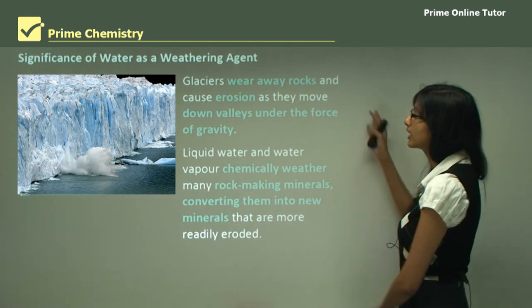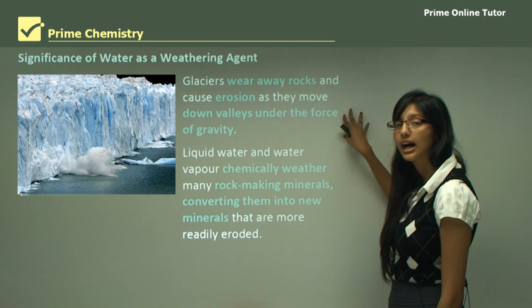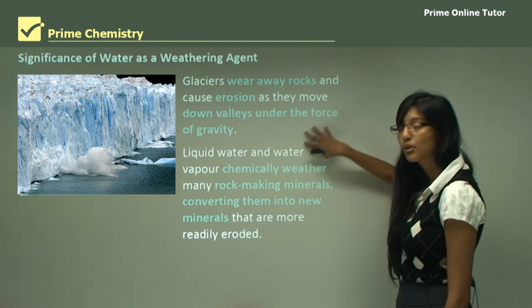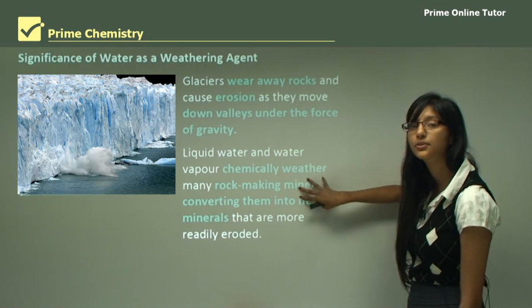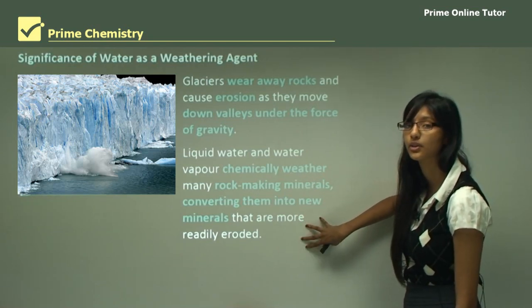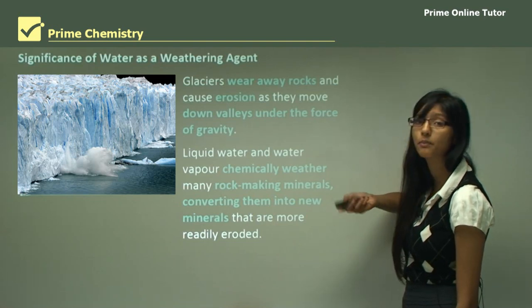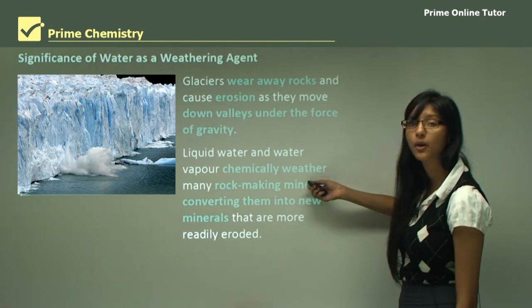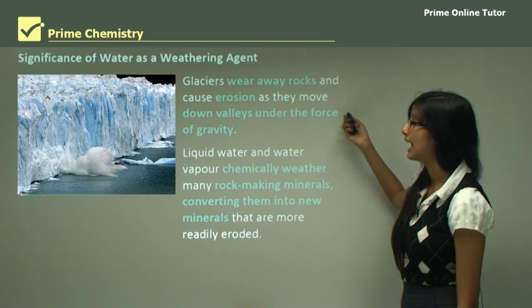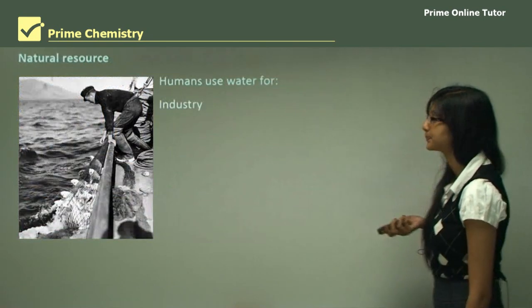So solid water basically does physical weathering because it only breaks down the rock, but liquid water is involved in chemical weathering because it is involved in changing the minerals. So they form new minerals. So liquid water forms chemical weathering, whereas solid water forms physical weathering.